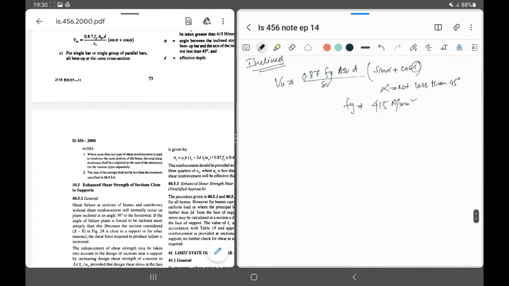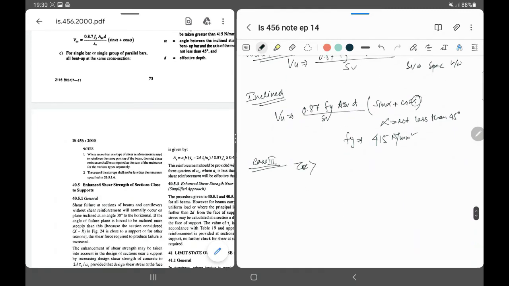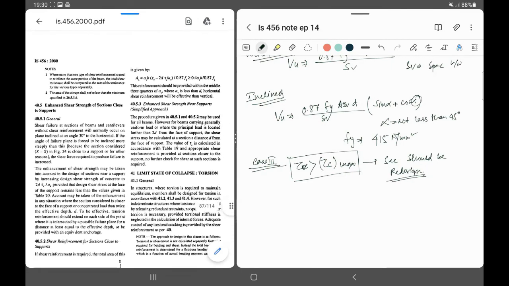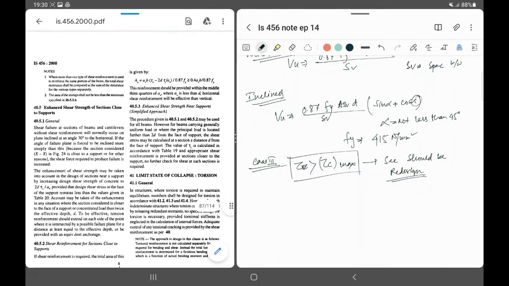But case number 3, this is not mentioned, but I am saying here, case number 3, tau v greater than tau c max. What happens? Section should be redesigned. Now here they are saying about the shear strength of section. So you can go through, but I have never seen it.